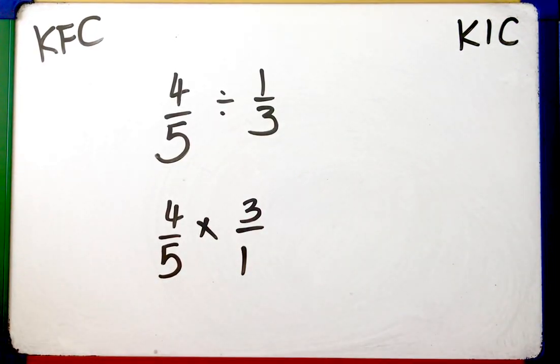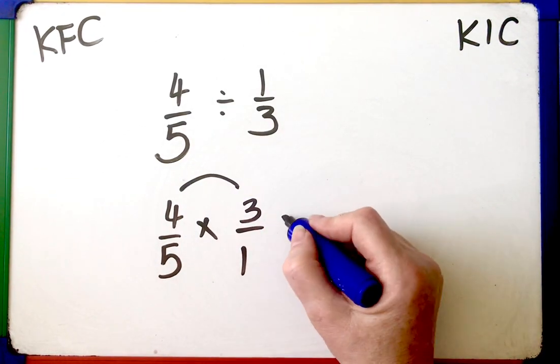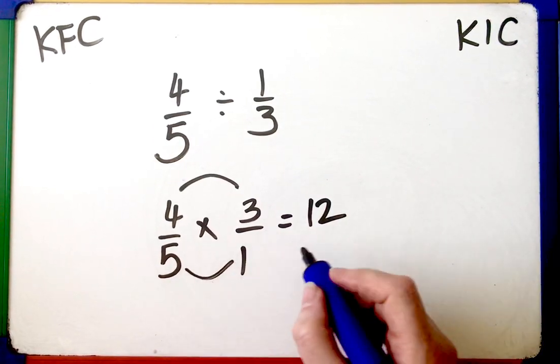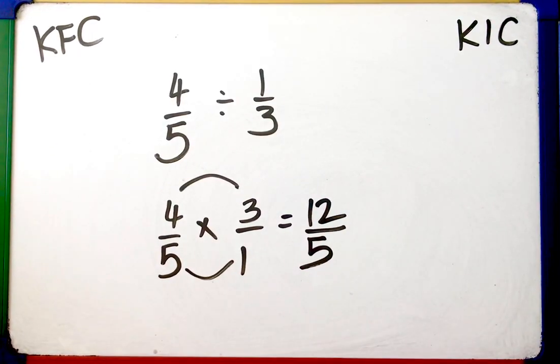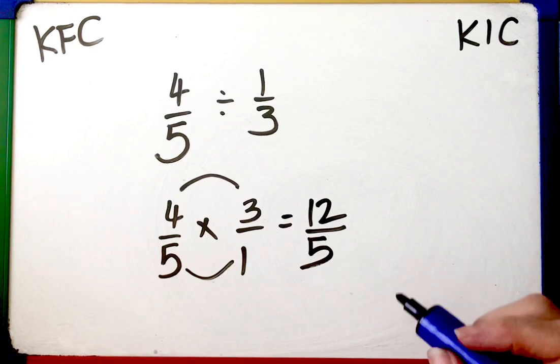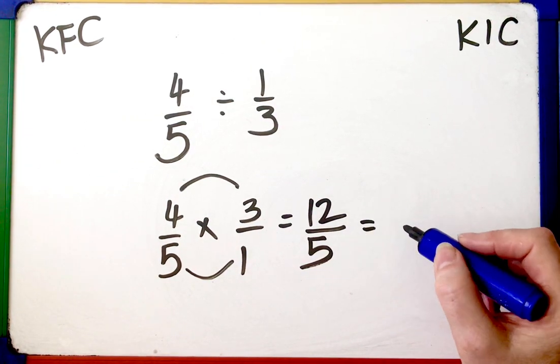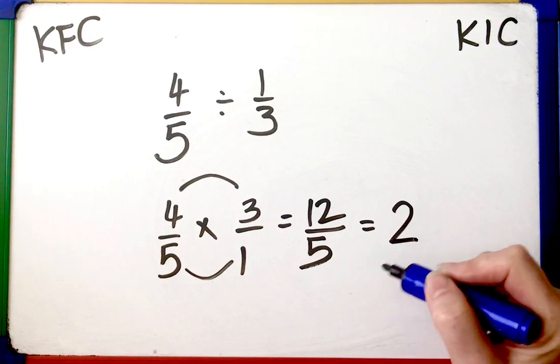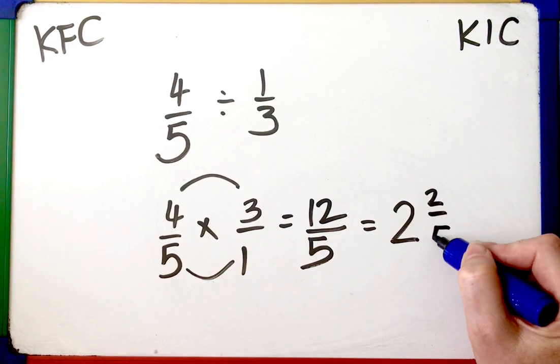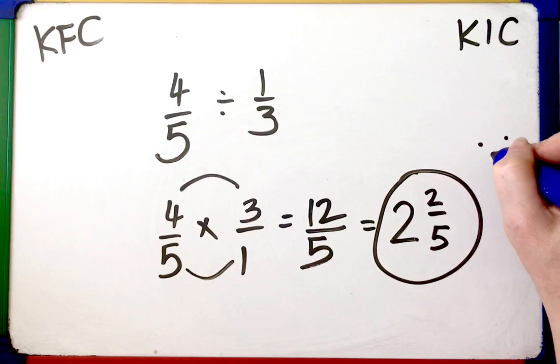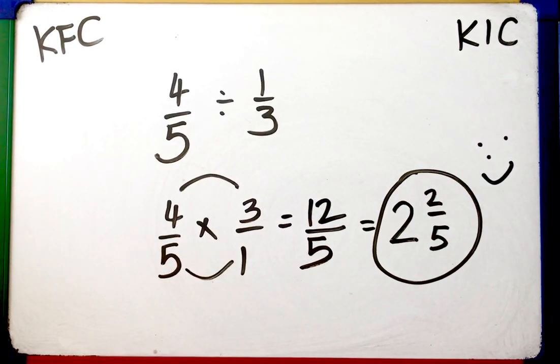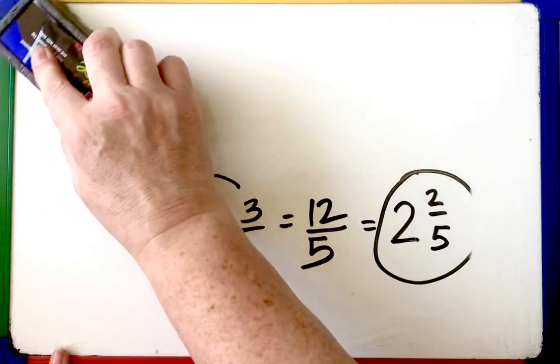And now I just do my times tables. 4 times 3 is 12. 5 times 1 is 5. Oh, I can't leave it like that. Must cancel it down. 5s into 12, 5, 10 goes 2 whole ones. 5 2s are 10, so there are 2/5 left over. If you got there before I did, well done. Let's have a look at another one.